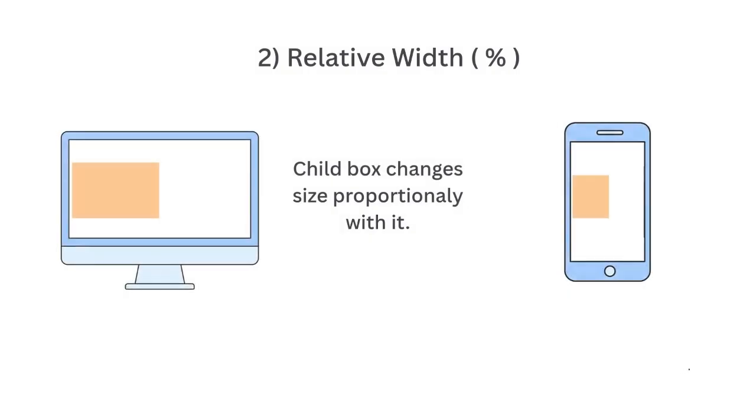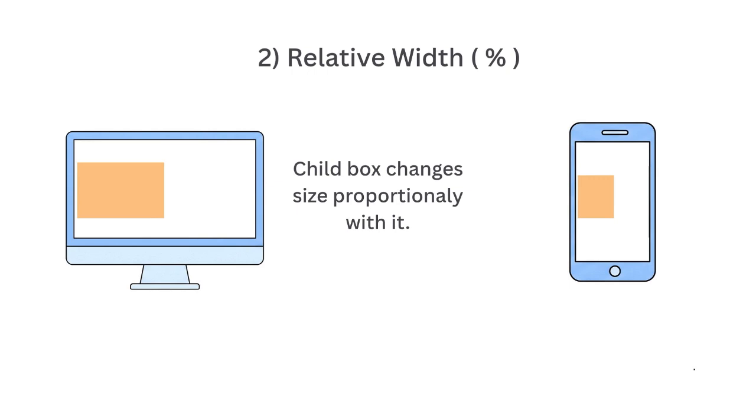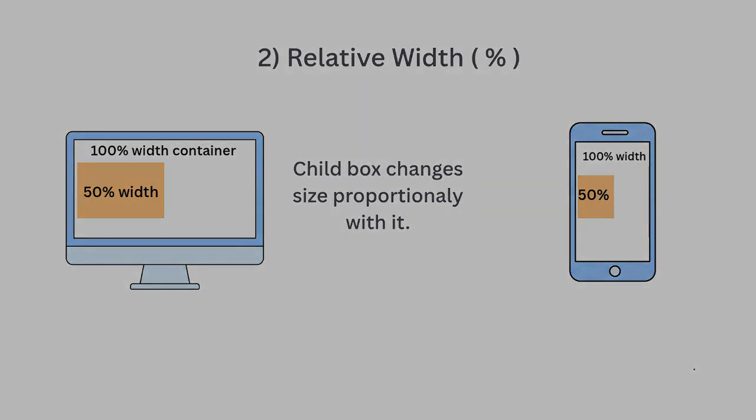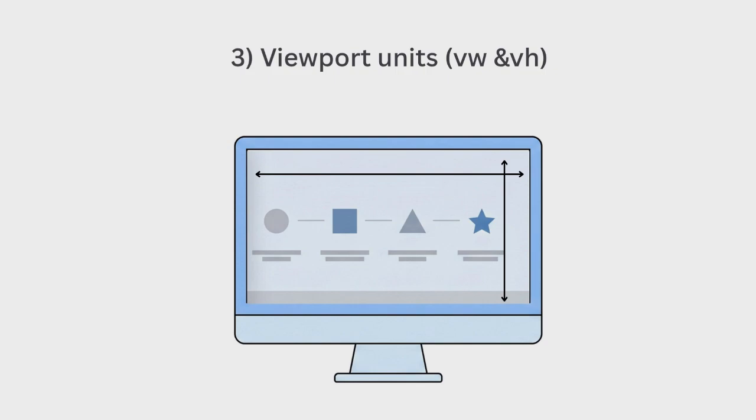The percentage unit. Unlike pixels, a percentage is a relative unit. It calculates its size based on its parent container. In this example, the container is 100% wide, and the box inside has a width of 50%. So the box always takes up 50% of its parent container. Notice what happens on the desktop and the mobile screen. When the container becomes smaller, the box also becomes smaller automatically, because it's always 50% of the container's width. This is why percentage units are great for creating responsive layouts that adapt to different screen sizes.